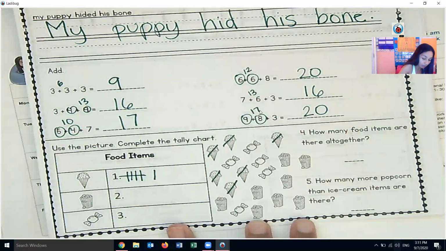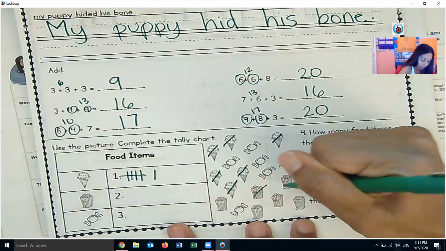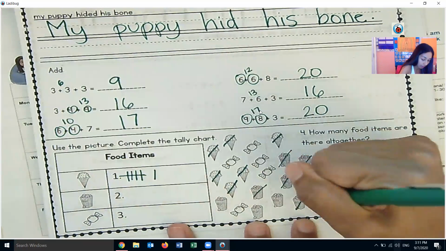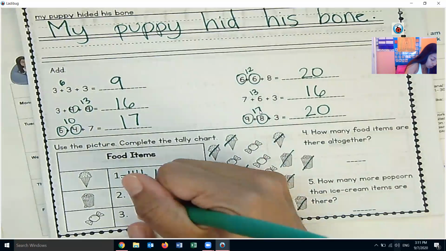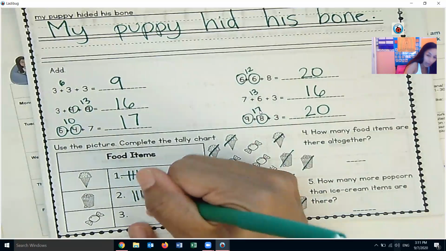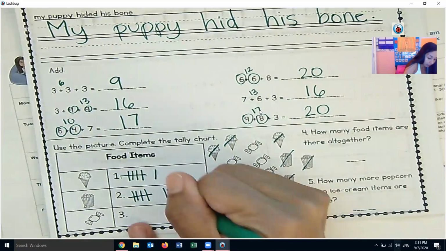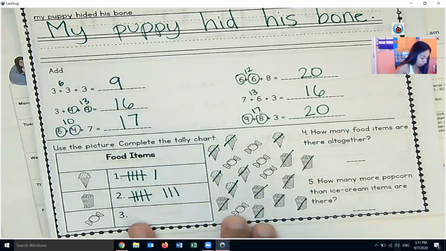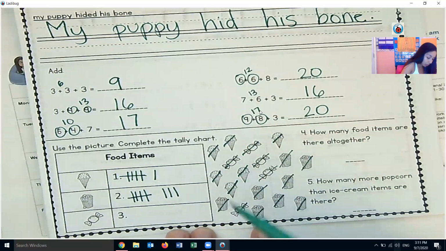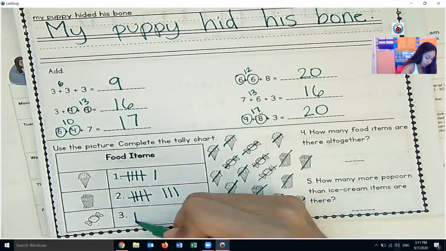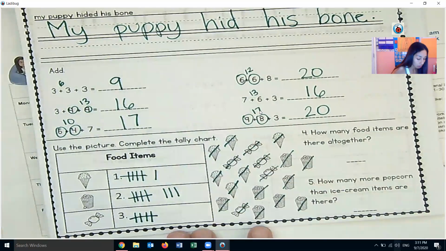Count the popcorn next. 1, 2, 3, 4, 5, 6, 7, 8. I see 8. 1, 2, 3, 4, 5. And then 3 more. 6, 7, 8. And lastly, the little candy, we have 1, 2, 3, 4, 5. So just one little group of 5. How many food items are there all together?